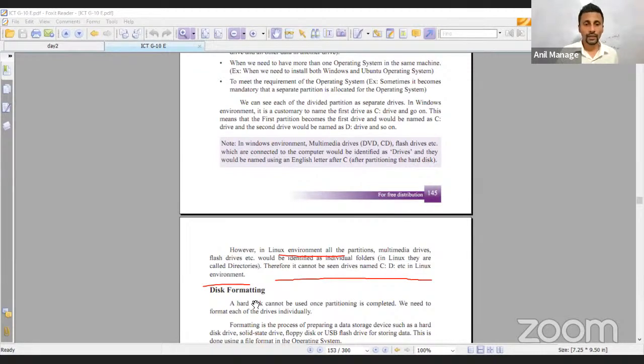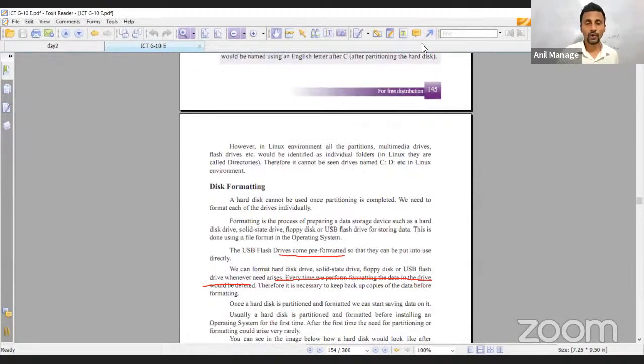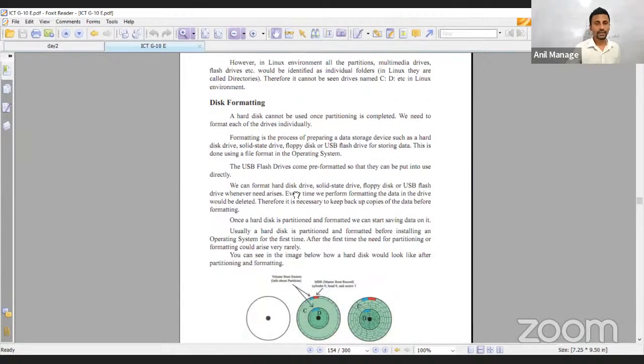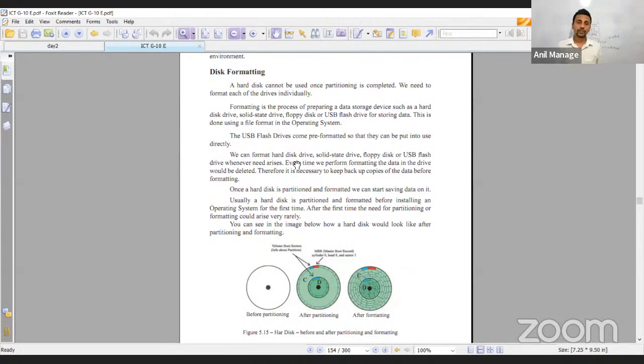Okay. Then we'll go to formatting. Now, after partitioning, if you need to store data, you need to format that. When you're formatting, you can see small portions generated. Those are called clusters, sectors, those stuffs are there, especially clusters, right? So when you store some program, it will be stored somewhere in several clusters.